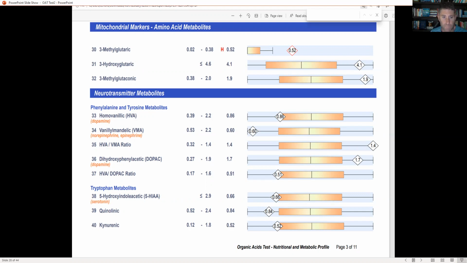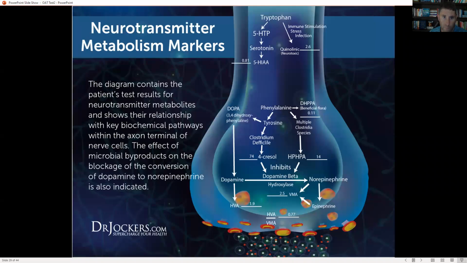We're also looking at the tryptophan metabolites, 5-HIAA, which is a marker for serotonin production. And then also, B6 deficiency can cause that to be low as well. So we want enough 5-HIAA. And then those markers 39 and 40, quinolinic and kynurenic, if they're elevated, that's a sign of inflammation in the brain. So a lot of brain inflammation.